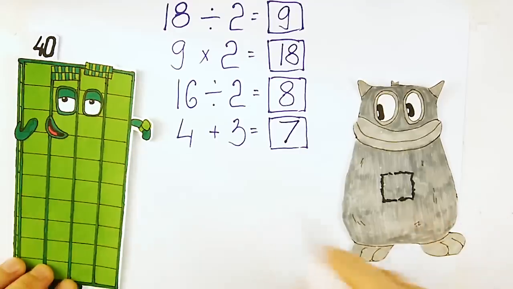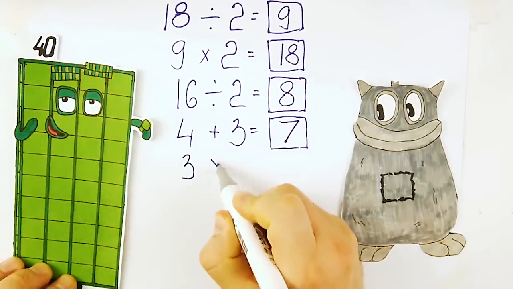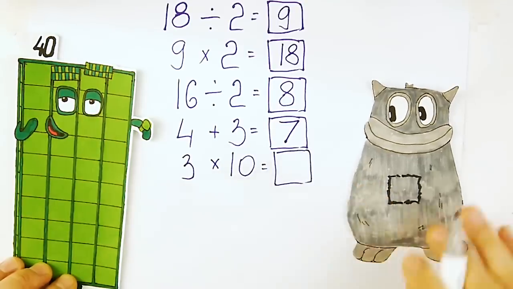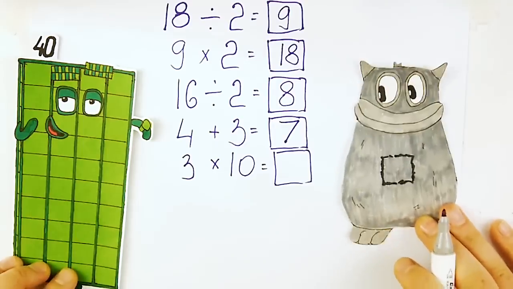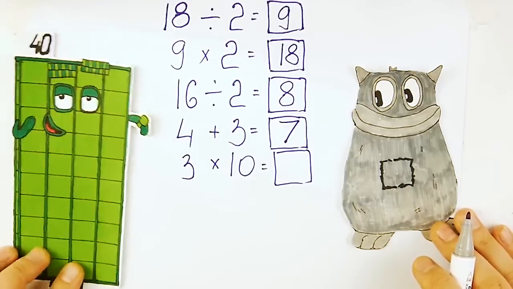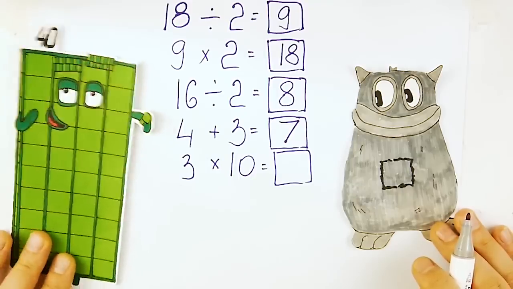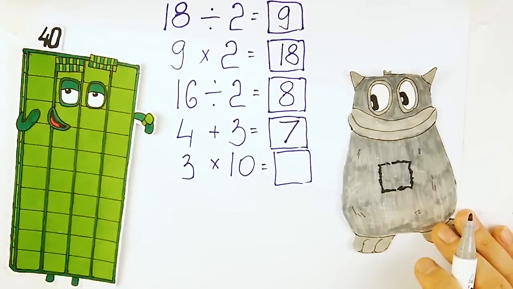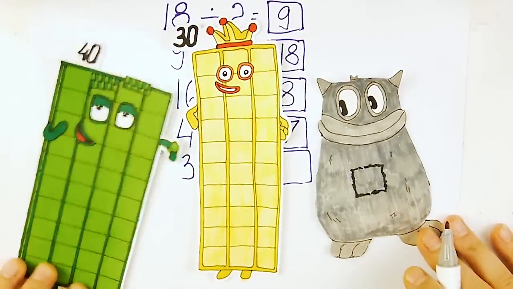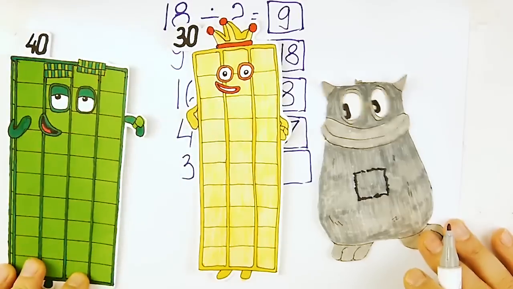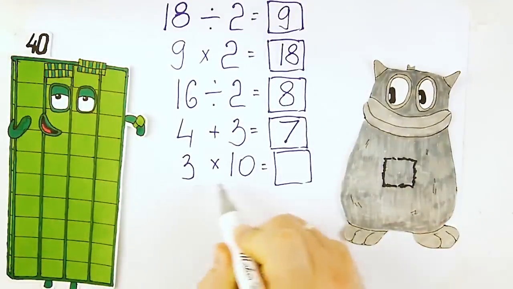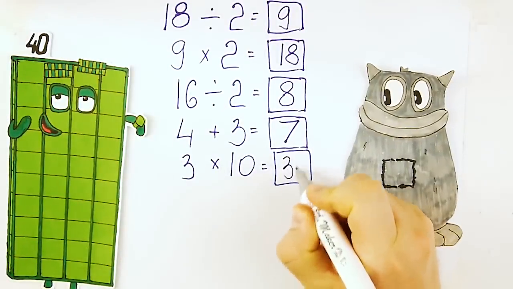Good. Next example for you. 3 times 10 equals yum. Which number block is missing? 3 times 10. 10 times 3. Look at me. Okay, my answer is 30. Are you sure? Of course, 30 is right answer. Yes. 30 is right answer. 3 times 10 equals 30.